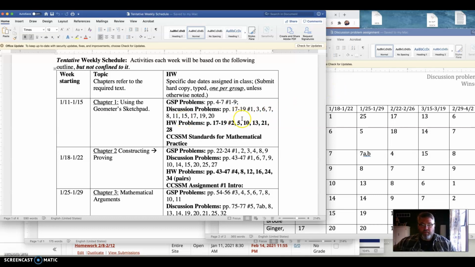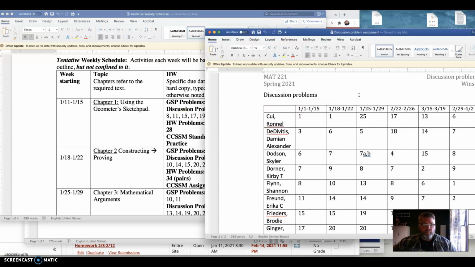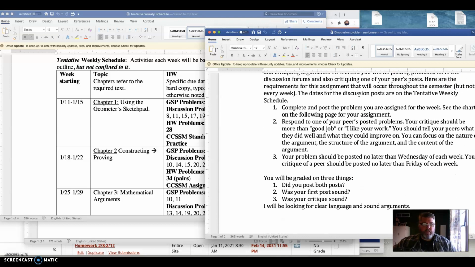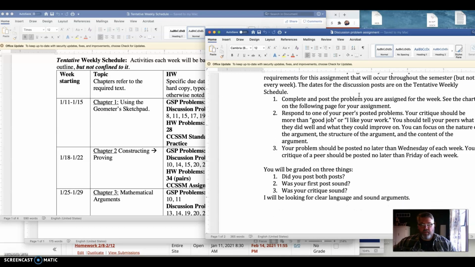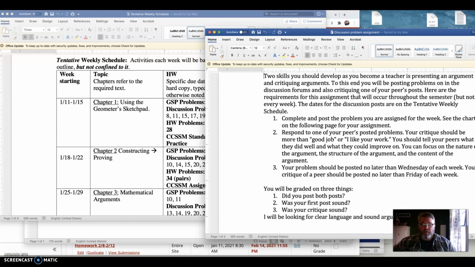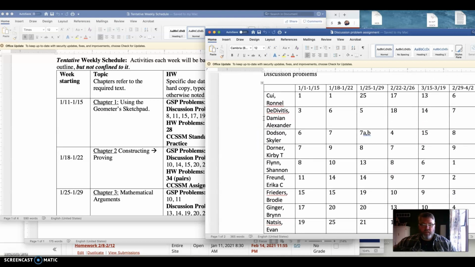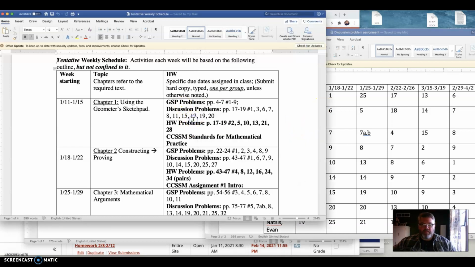And here's what's going to happen. What you're going to do is complete and post one additional problem on the discussion forum. That means, for example, down here, here's the problem number from the section from this week that you will be doing. It's in the discussion problem assignment document. So Skylar would do number 6 from pages 17 through 19, and she would post that to the discussion forum.